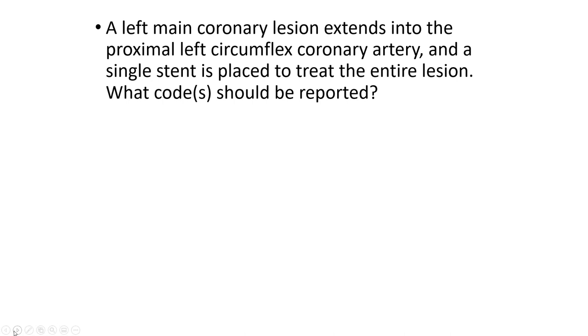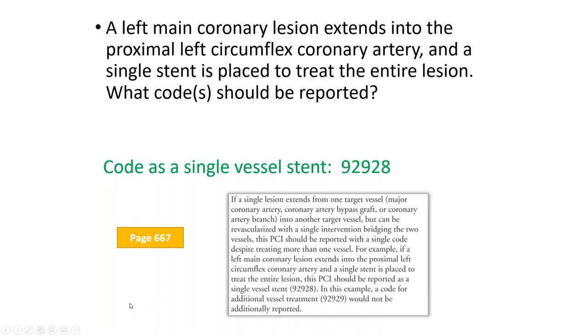Well, you say to yourself, if we remember our guidelines, we're going to code it as a single vessel stent. That goes to code 92928. How do I know that? Because on page 667, there's this paragraph that tells us if a single lesion extends from one target vessel into another target vessel, but can be revascularized with a single intervention bridging the two vessels, this PCI should be reported with a single code despite treating more than one vessel. Okay, so just remember, a single stent is reported with a single code.